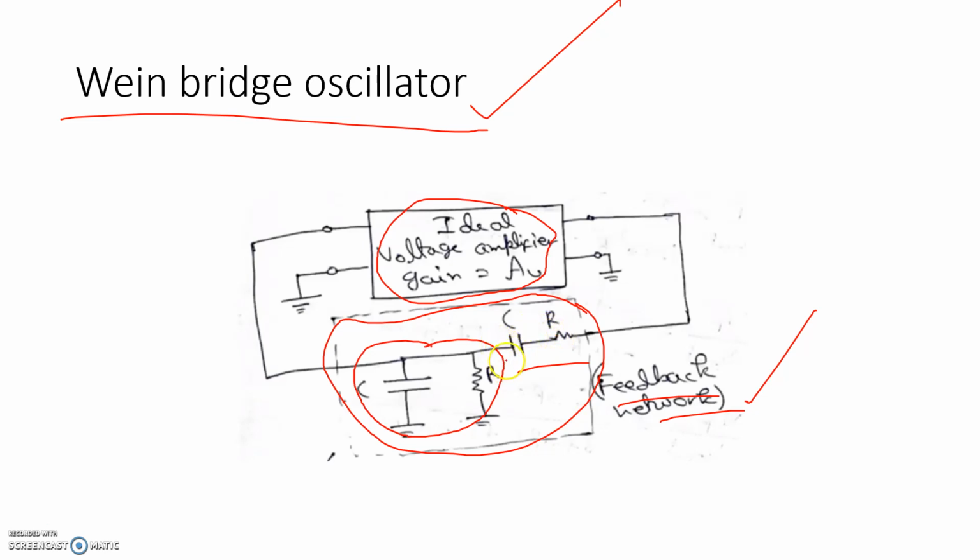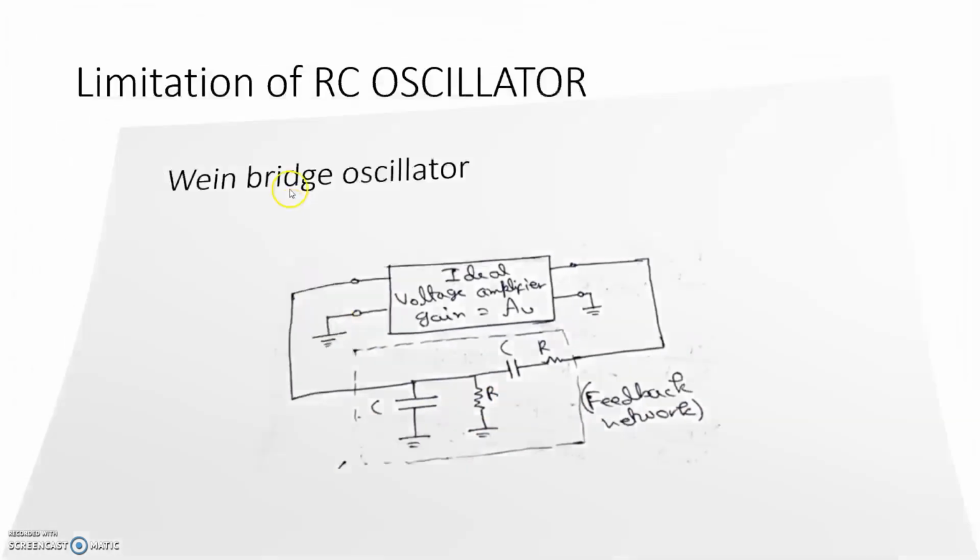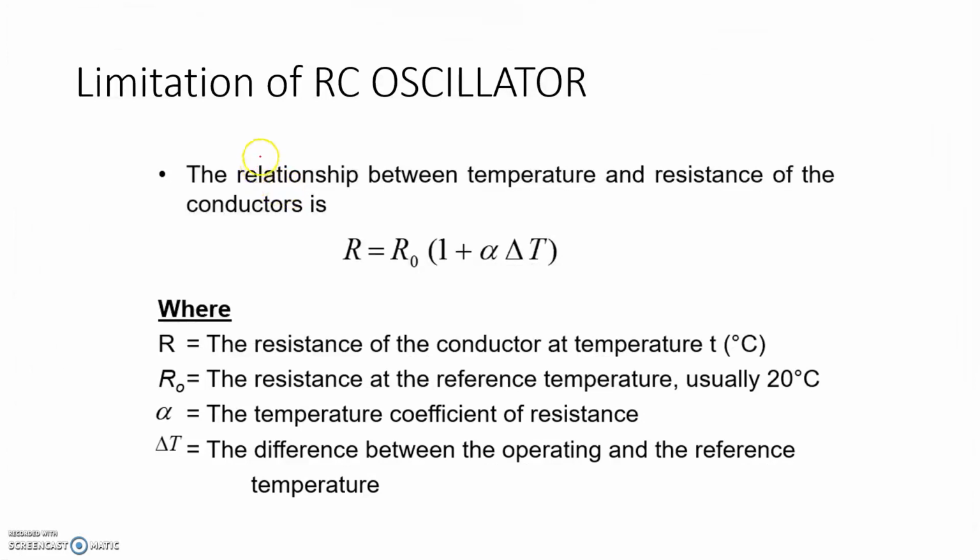And here is the disadvantage of the use of the RC phase shift oscillator. The most important disadvantage of the RC phase shift oscillator is temperature dependence. What is temperature dependence? See, just recall your basic concept of physics. This relation you all know from when you studied in class 12, and obviously in class 8 also.